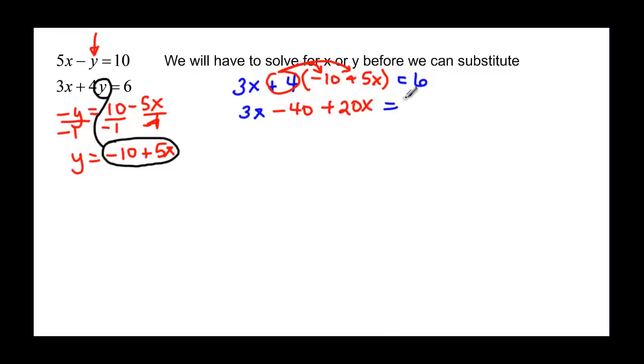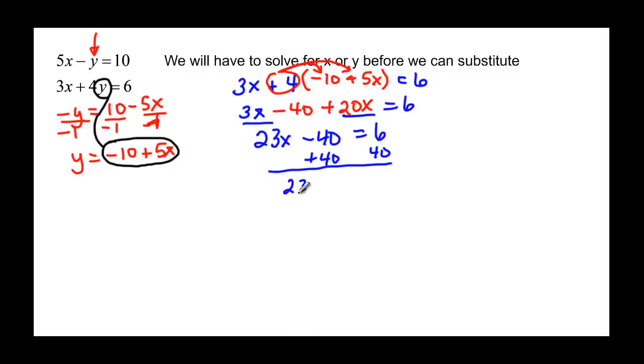Combining like terms, I have 23x minus 40, there's my 3 and my 20, equals a 6. Add 40 to both sides. And 23x is going to be equal to 46. And if we divide by 23, x will be, that's a 3, x will be 2.